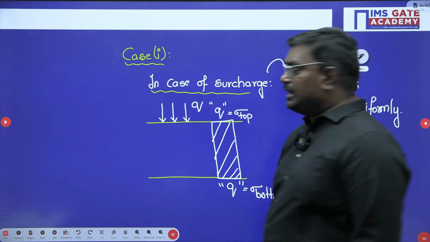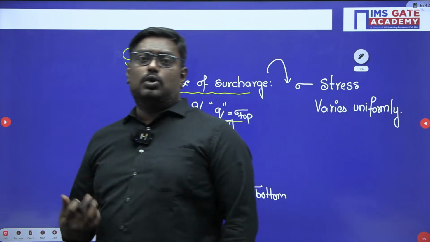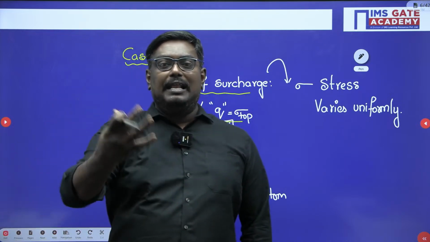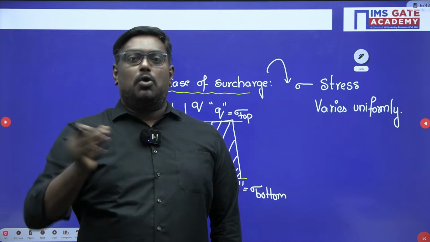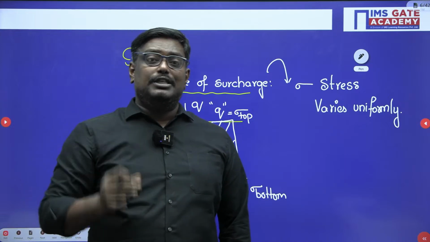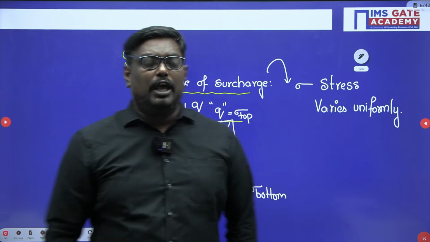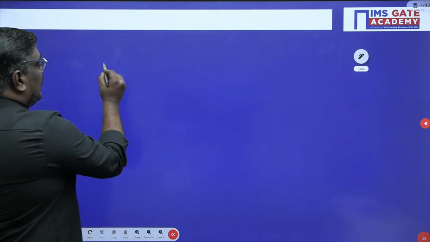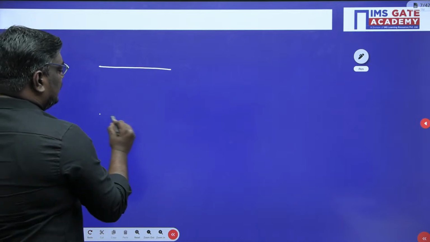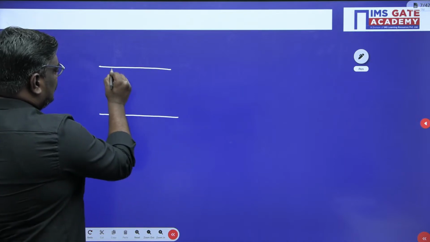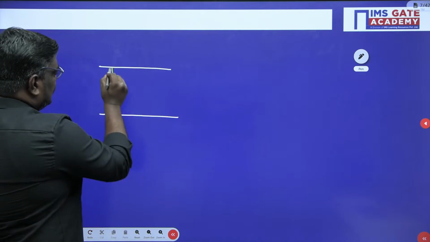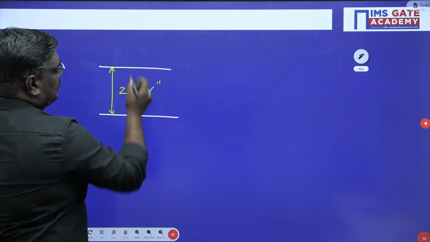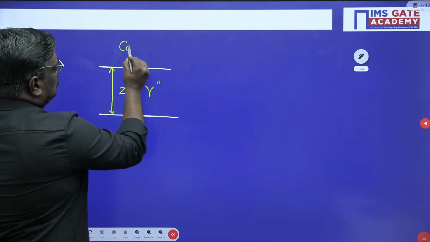So here let me tell you, when I talk about the total stress distribution in case of a surcharge or a building on top of a soil, which is a constant weight, the stress due to this building will be uniform, okay? Now my dear students, let us understand, if a soil strata is there here, which is having a depth Z, and unit weight of the soil is gamma. So this is case 2.